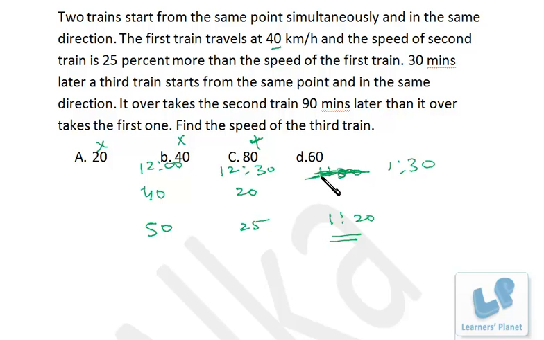Okay, so in this case, for 50 and 60, the gaining speed is 10 km per hour. It has to gain 25 km, so that will take 2.5 hours. This train is starting at 12:30, so 12:30 plus 2.5 hours, that's 3 o'clock. Now the difference between these two is 90 minutes. So 60 is definitely the correct choice. I hope you are clear. A very nice question on the concept of relative speed.